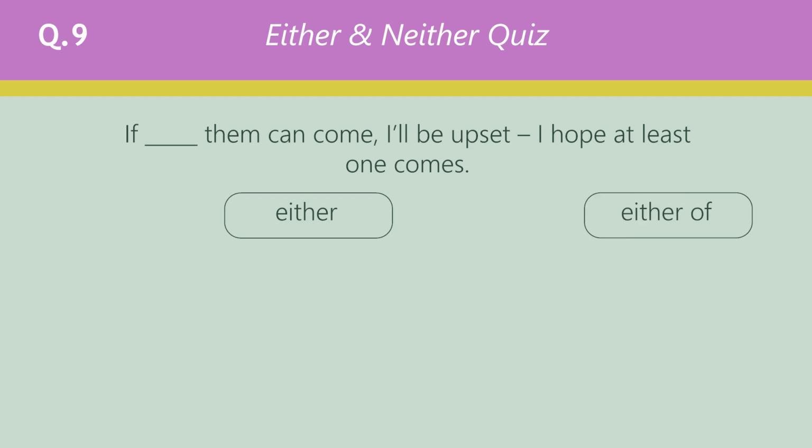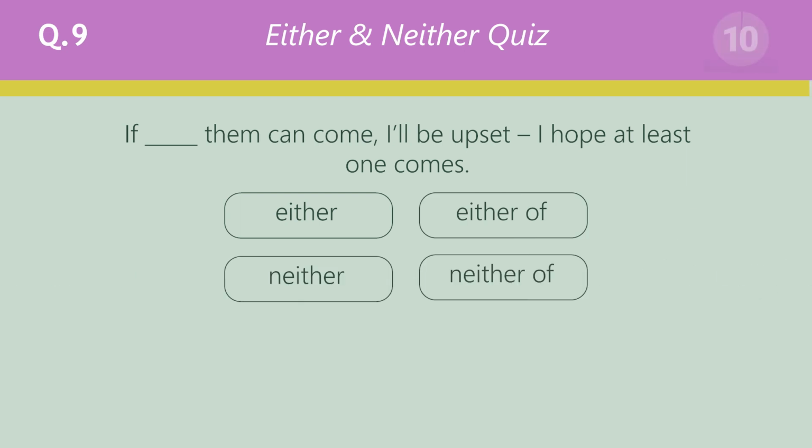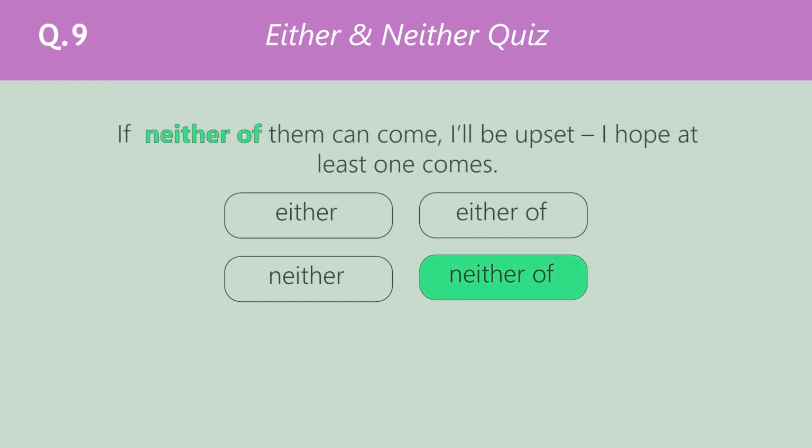Question 9. If neither of them can come, I'll be upset. I hope at least one comes. We use neither of before pronouns, such as them, us, you, we.